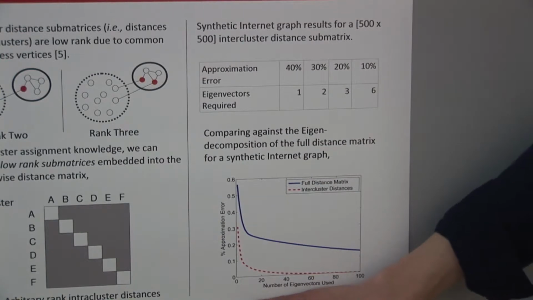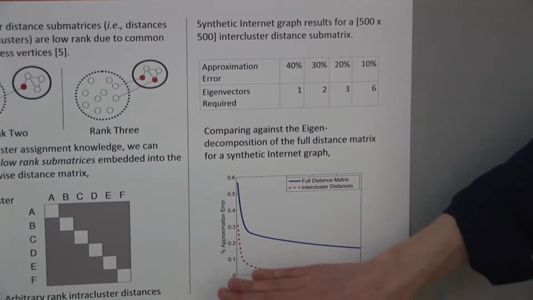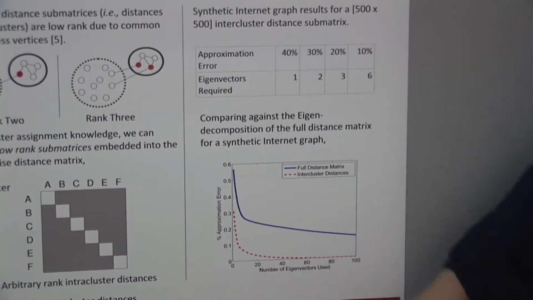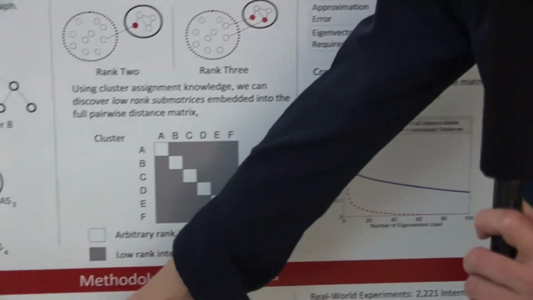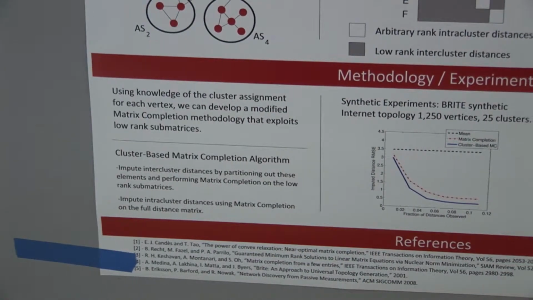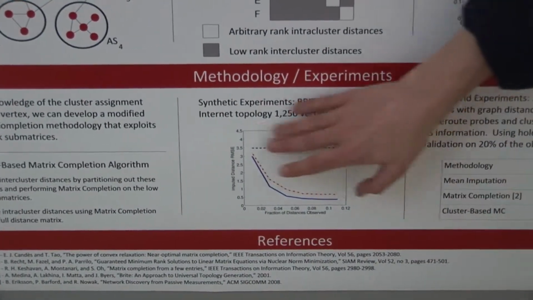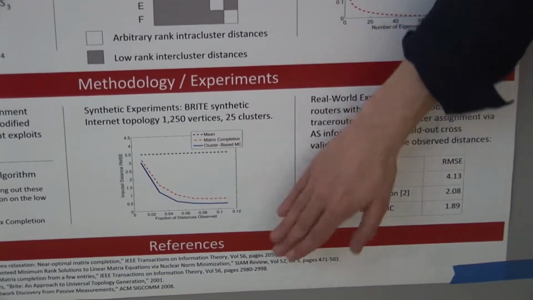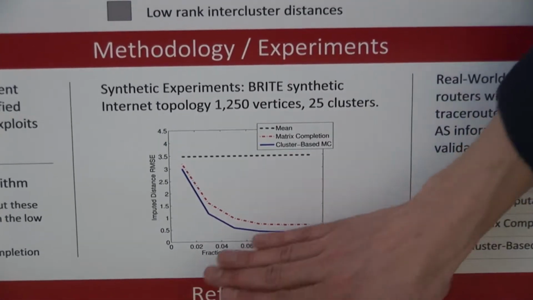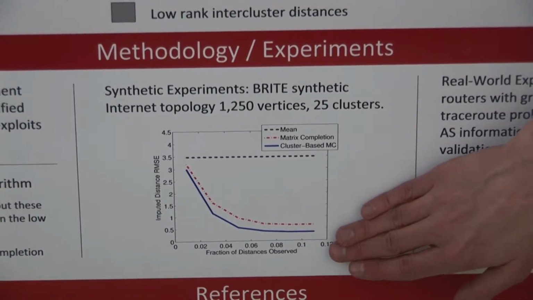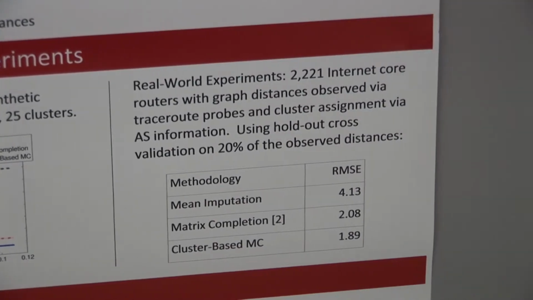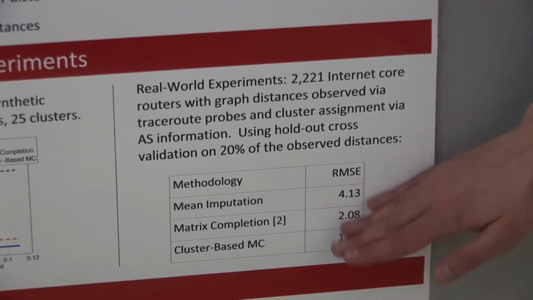In terms of comparing the two in a plot, what you see is a significant reduction when looking at these intercluster distances versus looking at the entire distance matrix. In order to exploit this, we can modify a matrix completion approach where we tease out these intercluster distances and perform matrix completion in isolation on just them. On a synthetic experiment, we get a 40% error reduction using this modified cluster-based technique, where our approach is the blue line and an off-the-shelf state-of-the-art matrix completion method is the red line. In a real-world experiment, using 2200 core routers found in the internet, we can infer distances with 10% better accuracy than off-the-shelf methods.